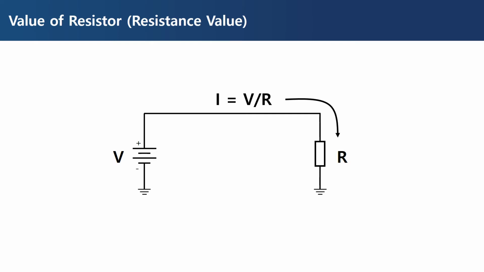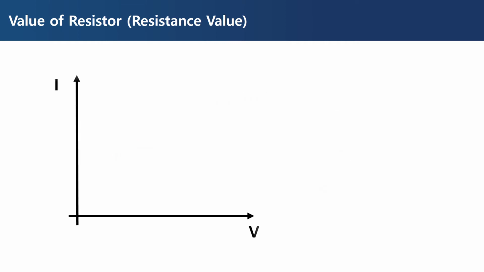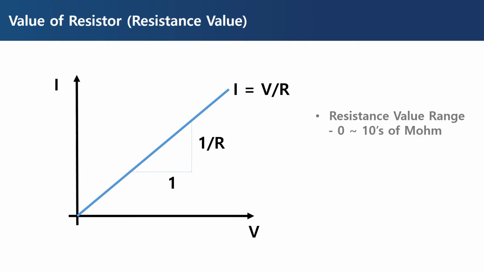Let's check the IV curve of the resistor to see the relationship between the voltage and the current according to the resistance value. As the voltage increases, the amount of current increases linearly. The slope of this line is 1 over R. In other words, as the resistance value decreases, the slope increases and more current flows. The resistance value of a commonly used resistor ranges from 0 ohms and up to tens of megaohms.